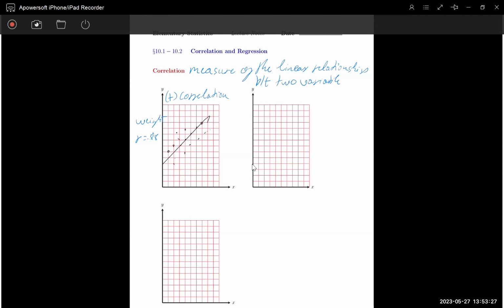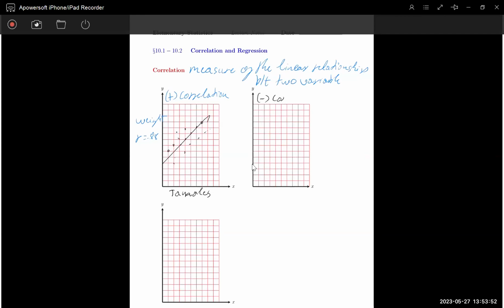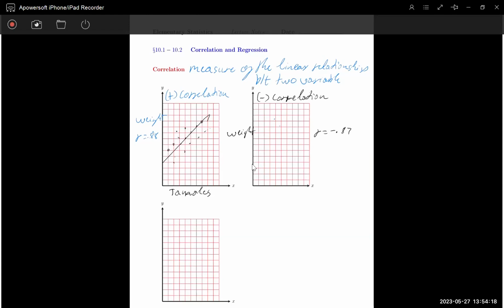So this one is temperature, and this one is, we can say, the negative correlation. So this one is weight, and R for this one equals minus 0.87. So this one is around this color.